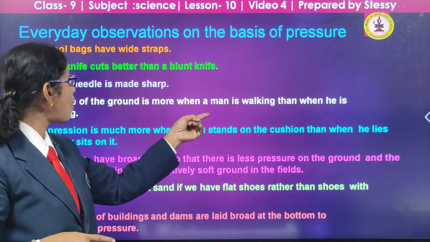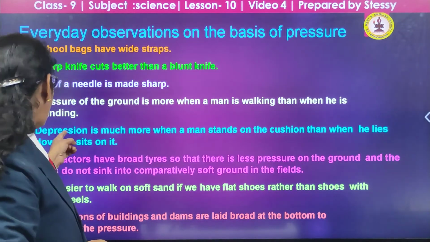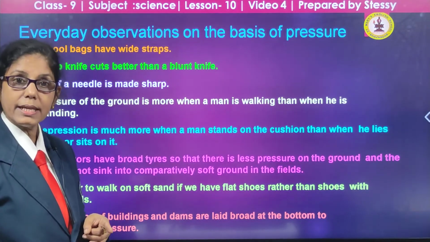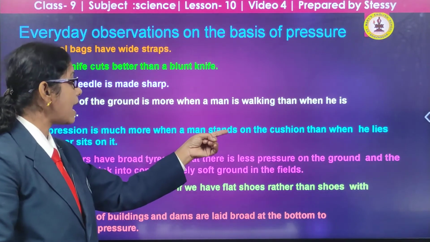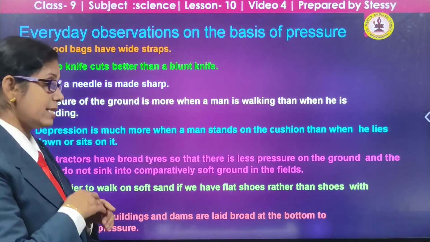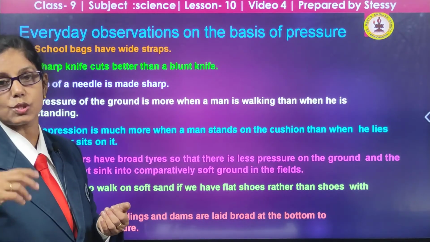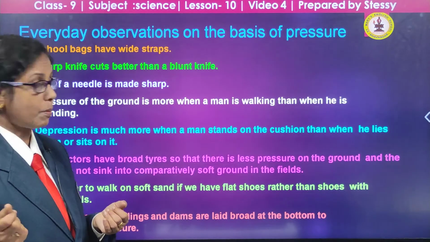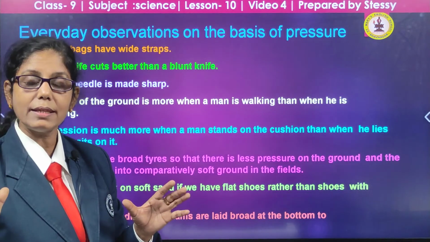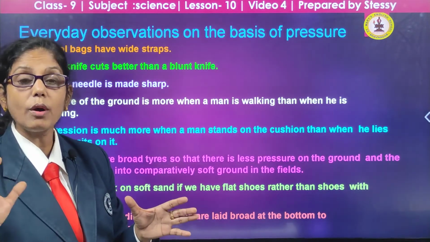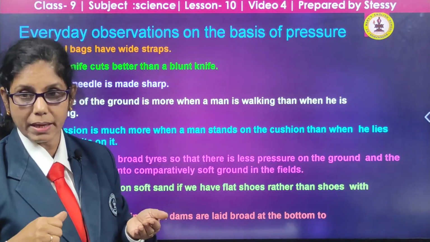Pressure on the ground is more when a man is walking than when he is standing, because standing, more area comes in contact. Depression is much more when a man stands on the cushion than when he lies. When he lies, more surface area. Stands on cushion, less surface area. So, less surface area, more pressure. The tractors have broad tires. All the heavy vehicles, you know that they are having broad tires. The reason is that otherwise it will sink into the mud.